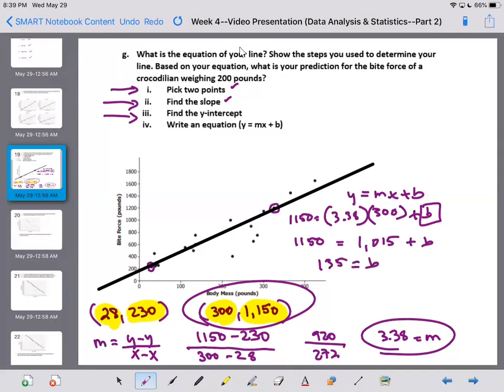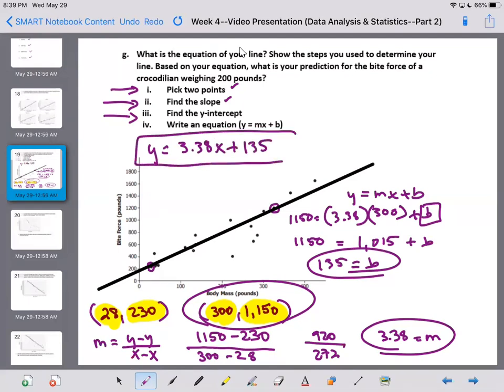So what does that mean? Well, that's your y-intercept. So the equation for your line of best fit would be y equals 3.38x plus 135. That would be the equation to help determine a predictive model for this bite force versus body mass.